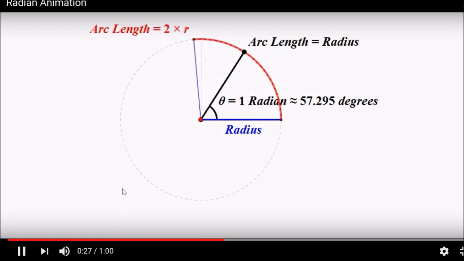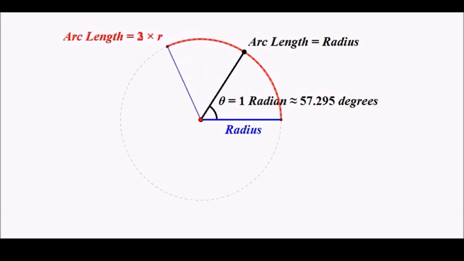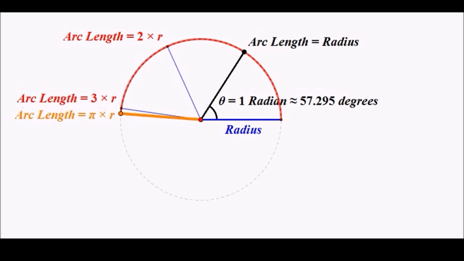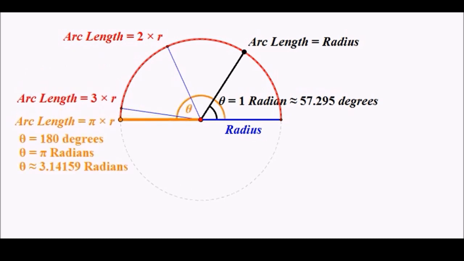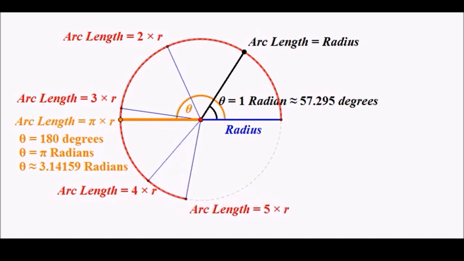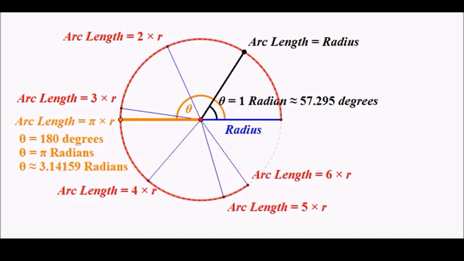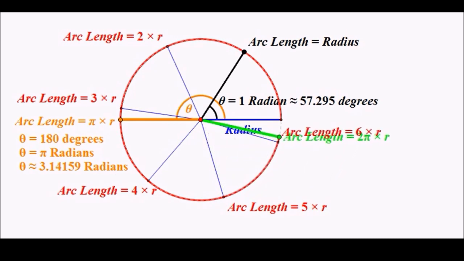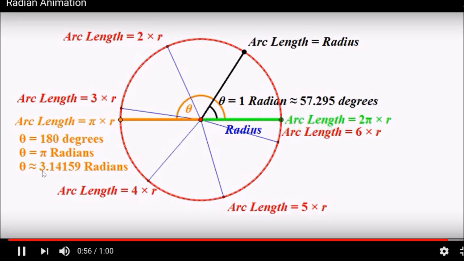Okay, so what they're going to do is now they're just going to keep putting more radii going around the circle. So here comes 3. I want you to notice that's not quite half a circle when they stop right there. So half a circle is actually pi radians. And they're going to keep going, 4, 5, 6. And they need a little bit more than 6.